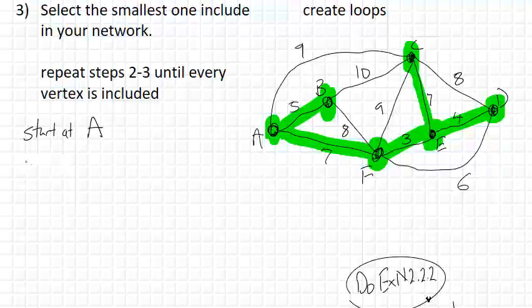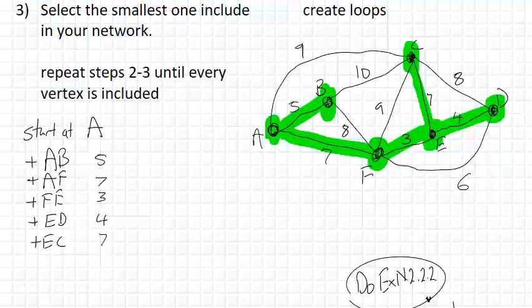We started from A. The first thing we did was we added the edge AB, and then we added AF. Didn't really have any choices along here. Then we added FE, then we added ED, and then we added EC. And that was, we added 5, 7, 3, 4, and 7 for a total weight of, well, there's a 10 and a 9, 26. And that was using Prim's method.